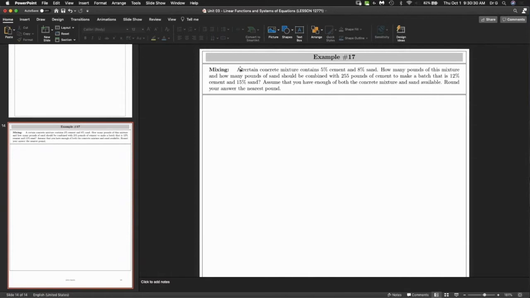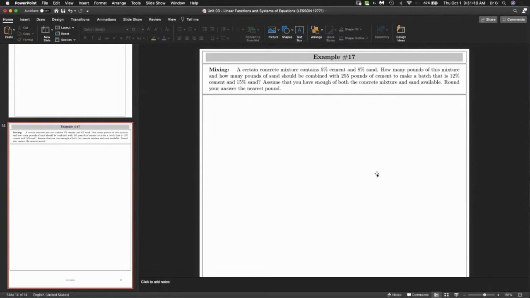Let's say that you go to your supply area, and you have concrete that has 5% cement and 8% sand composition. And you're like, no, I don't need that. I need my concrete mixture to be 12% cement and 15% sand. So then what do you do? Well, you go look in your locker and you're like, oh, okay, we got 255 pounds of cement. So we'll dump that cement in there, and now we have an increased percentage of cement composition. And we're going to toss in some sand. But we don't know how much sand to add.